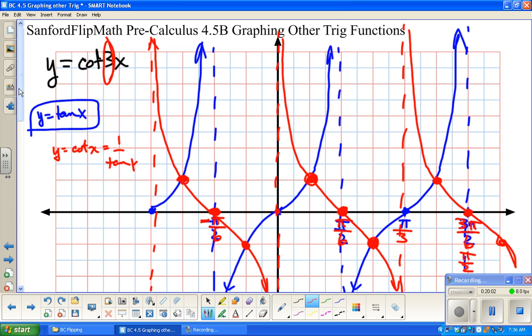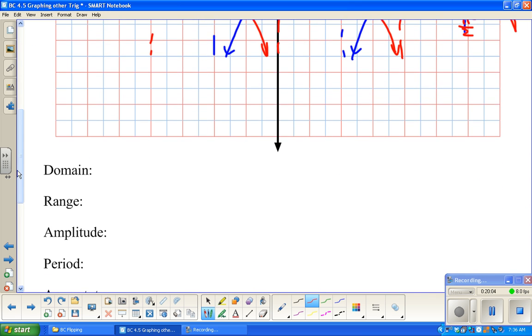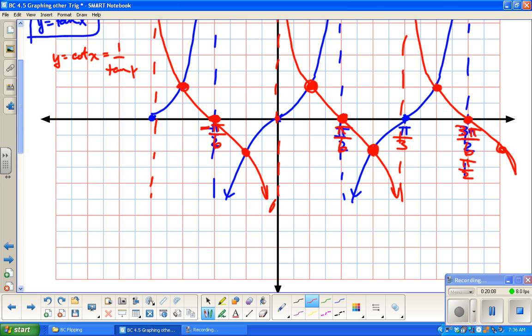All right, so we just need to list some information here. Domain: x not equal to wherever the asymptotes are. Well, we're looking at the red ones. The first one is at 0. The next one is at pi over 3. The next one is at pi over 2, also known as 3 pi over 6. Harder to see what's going on. This is 2 pi over 6, 3 pi over 6. I don't like that.